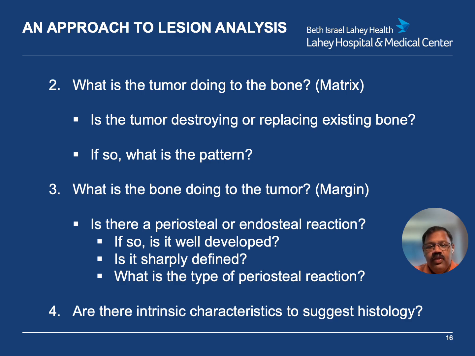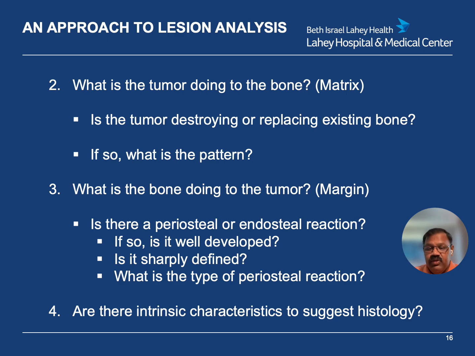The third question is to determine what is the bone doing to the tumor. And this is really a surrogate for assessment of the margin. Is there an associated periosteal or an endosteal reaction? If so, is it well developed? Does it appear sharply defined? What is the type of periosteal reaction? Is there a sclerotic border around the lesion?